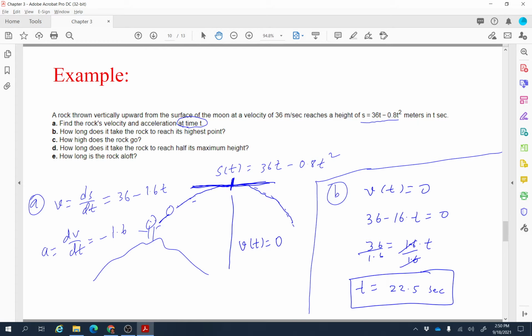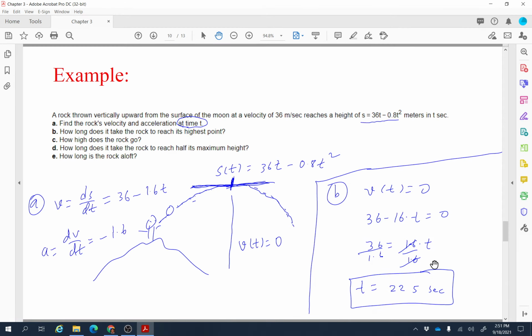Part C: how high does the rock go? We need to find the maximum height, and as you can see by solving part B, the maximum height would be at time 22.5 seconds. So you just have to find the height when time is 22.5 seconds.